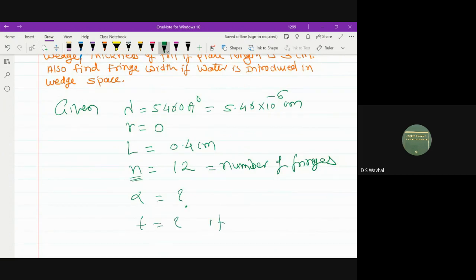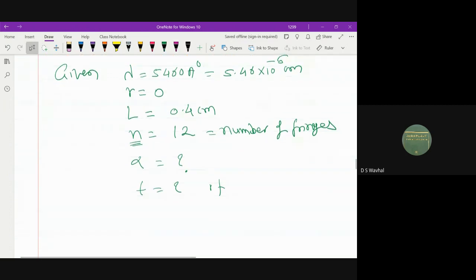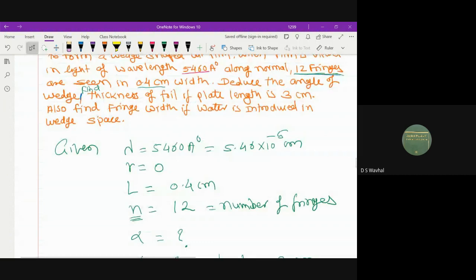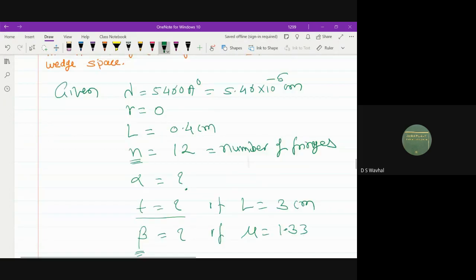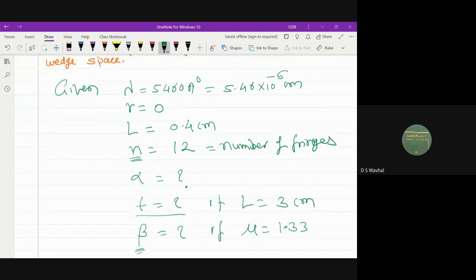If plate length is 3 centimeter. So we have to find thickness if L equals 3 centimeter. Then let us read again. Also find fringe width if water is introduced in the wedge space. So we have to find again the fringe width beta if mu equals 1.33. When the air film is replaced with the water, we have to find the fringe width. Earlier is the fringe width. This is the case. 12 fringes are seen when the film is air.